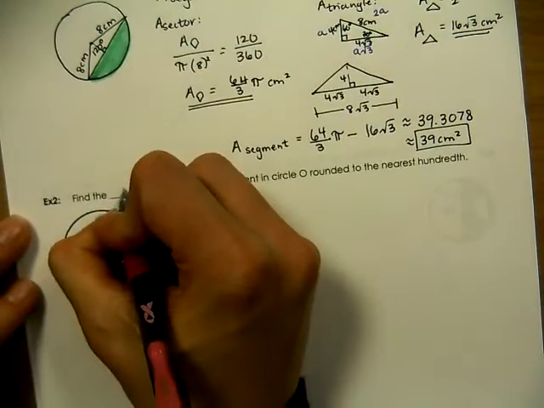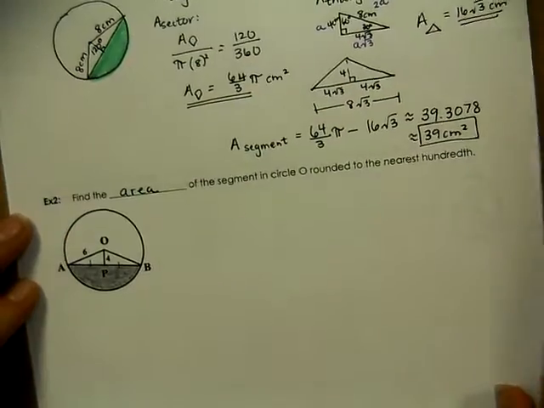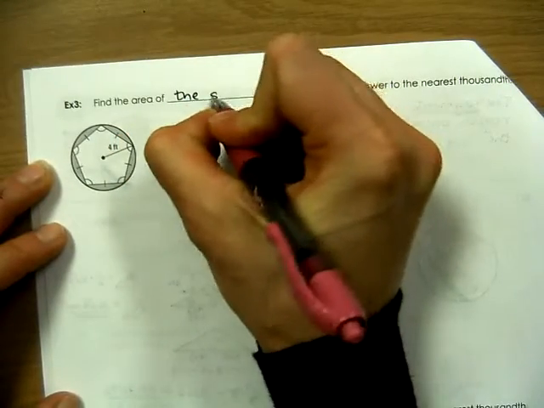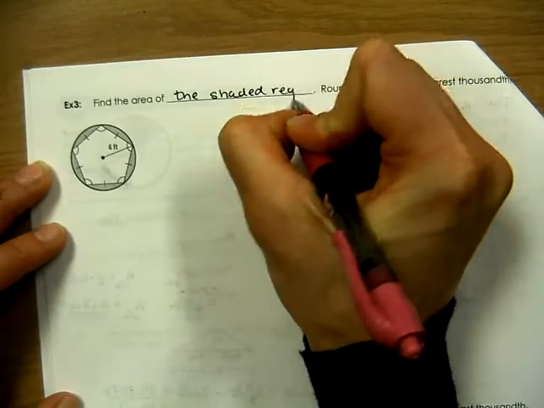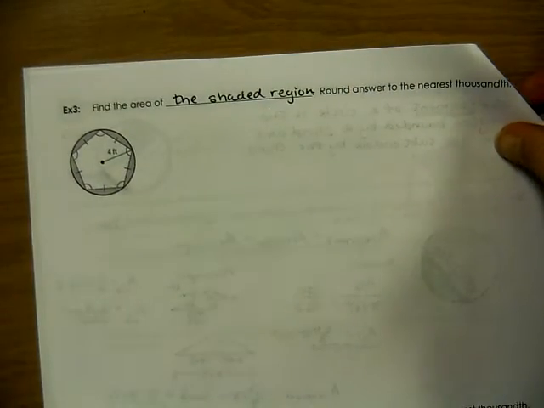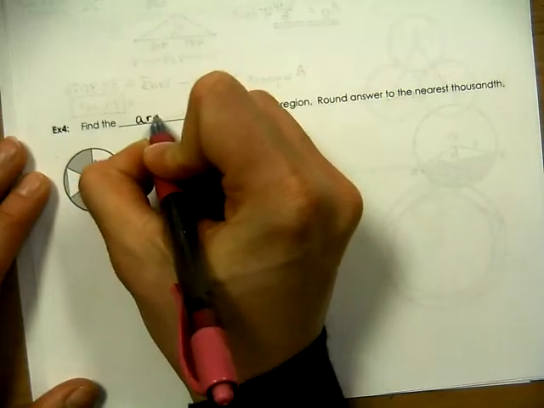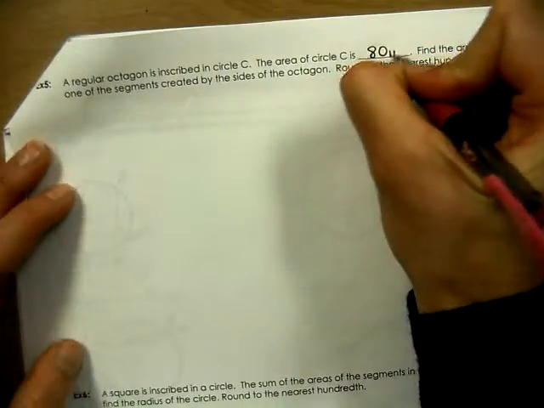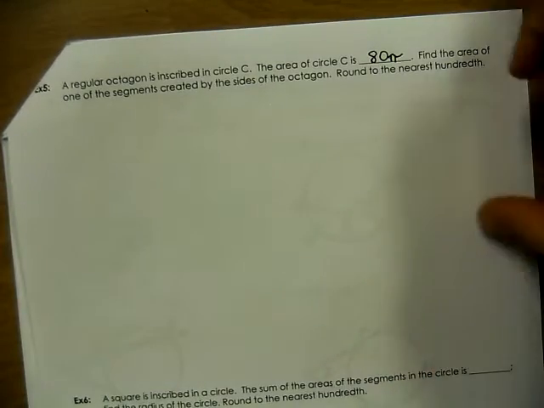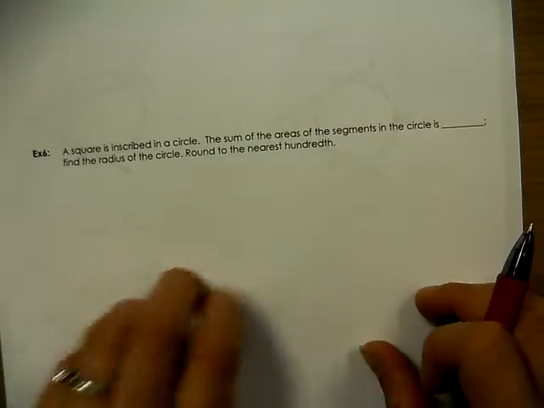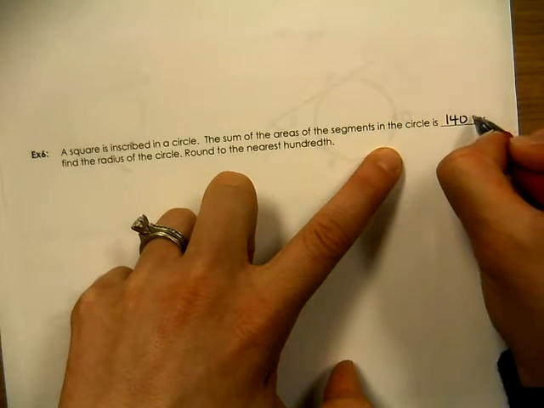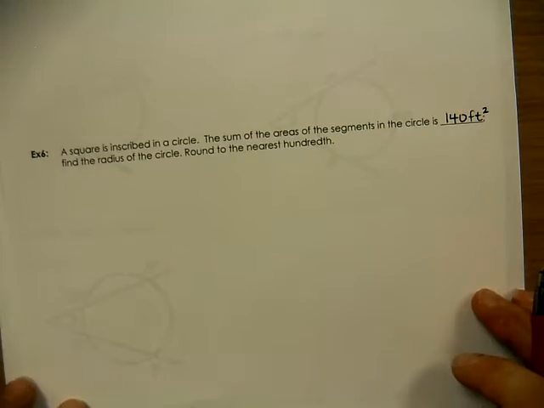All right, so for example 2, what's in the blank is area. Flipping to the back, example 3 is find the area of the shaded region. Number 4, what goes in the blank is area. Number 5, what goes in the blank is 80 pi. And number 6, what goes in the blank is 140 square feet. All right, good luck.